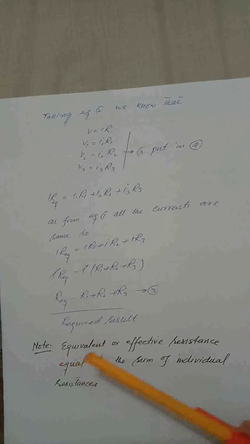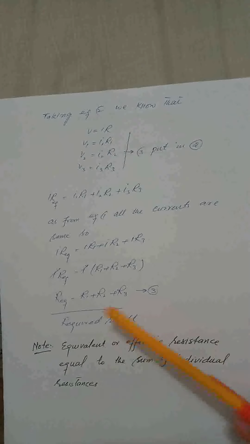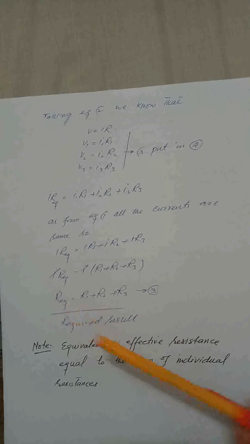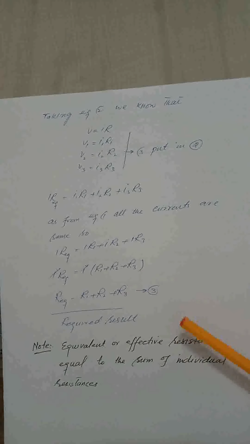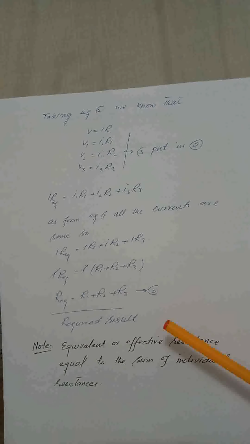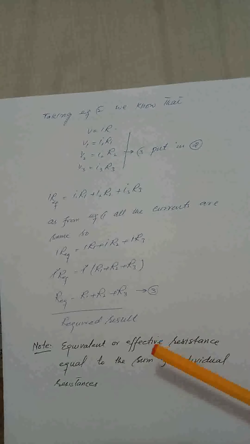Note: equivalent or effective resistance R eq is equal to the sum of individual resistors. That always appears in the form of MCQs in the paper.